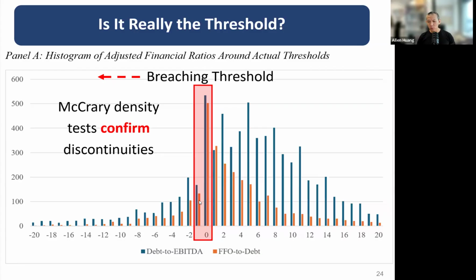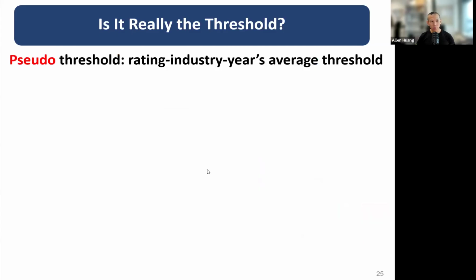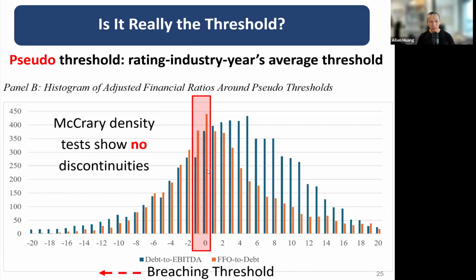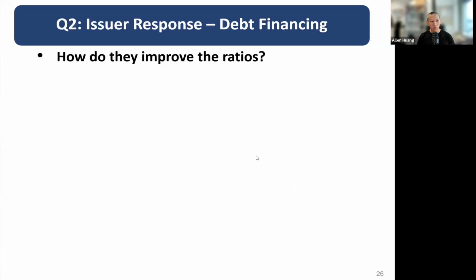Okay. Now, next, we also tried a pseudo threshold. So we try to see if the discontinuity also exists if we use something that S&P would have disclosed and used, but is not actually used. So for the pseudo thresholds, we use the rating-industry-year average thresholds, and we do not find any discontinuities here. Okay, so for this one, the McCrary density test showed no discontinuity around the threshold or breaching the ratios.